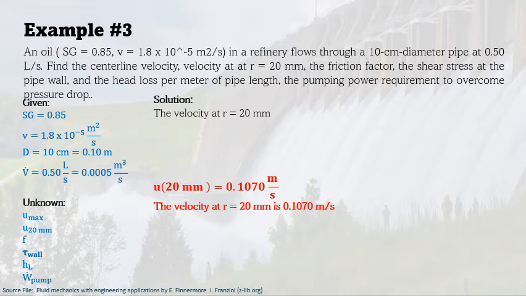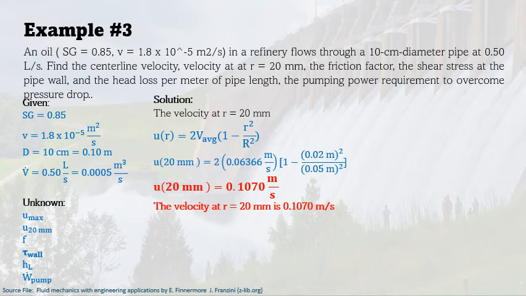The velocity at r equals 20 mm can be derived using the equation for the velocity profile for laminar flow, which is written in terms of the average velocity and the ratio of the radius with respect to the total radius. We know that r is 20 mm, which is 0.02 meter. We convert it, and we also know that the radius of this pipe is 5 cm since the diameter is 10 cm, so we just divide by 2. We substitute also the value of the average velocity that we already computed. Then we can get the velocity at a radius of 20 mm. So as you can see, using this equation, we can definitely get the velocity at various points of the pipe flow if we have already identified it to be laminar flow.